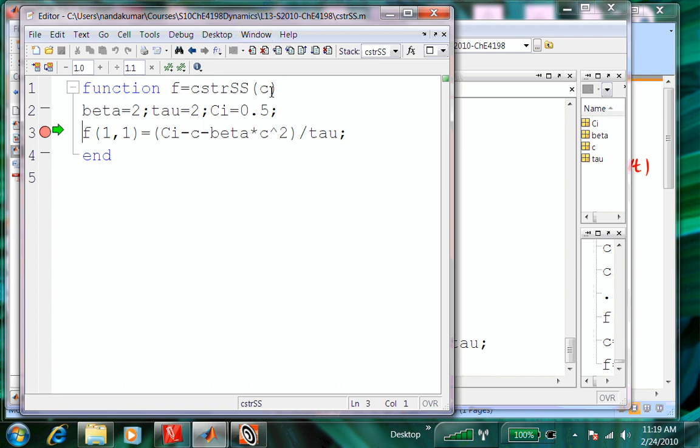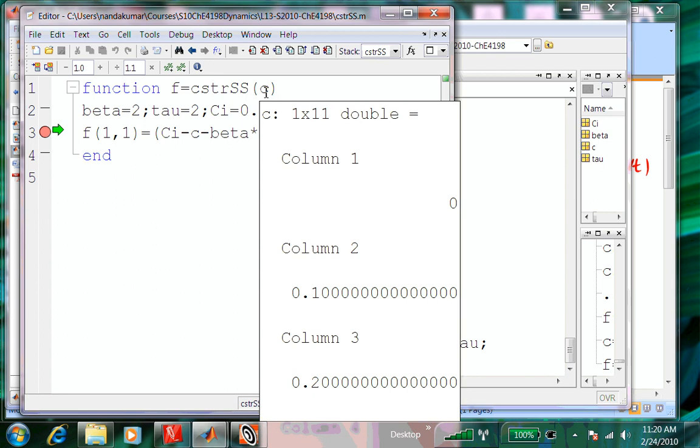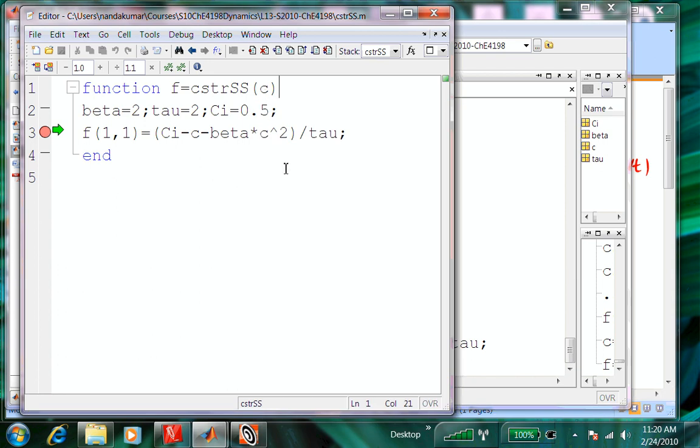Now, let me ask you, just a MATLAB issue. What will be the size of the vector c here? It should have all the values of 0, 0.1, 0.2, all the way to 1. About 11 numbers will be there. Then it takes each one of those and calculates this function f for each of the c values, and returns all those function values. Then I can plot f versus c and ask the question, where does this function cross the x-axis? That is my solution.